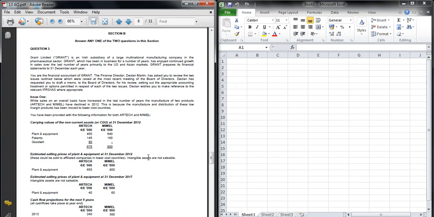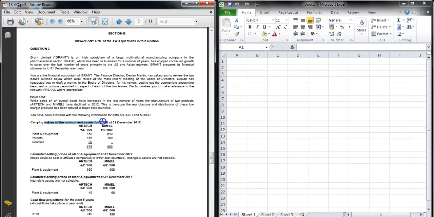If not, pause the screencast now and go back and read through the full question, particularly issue 1 around the impairment. So we're told here that R-Tech and MIML are two products, and the manufacture of the two products has declined in 2012, because these low margin products were moved to lower cost countries.